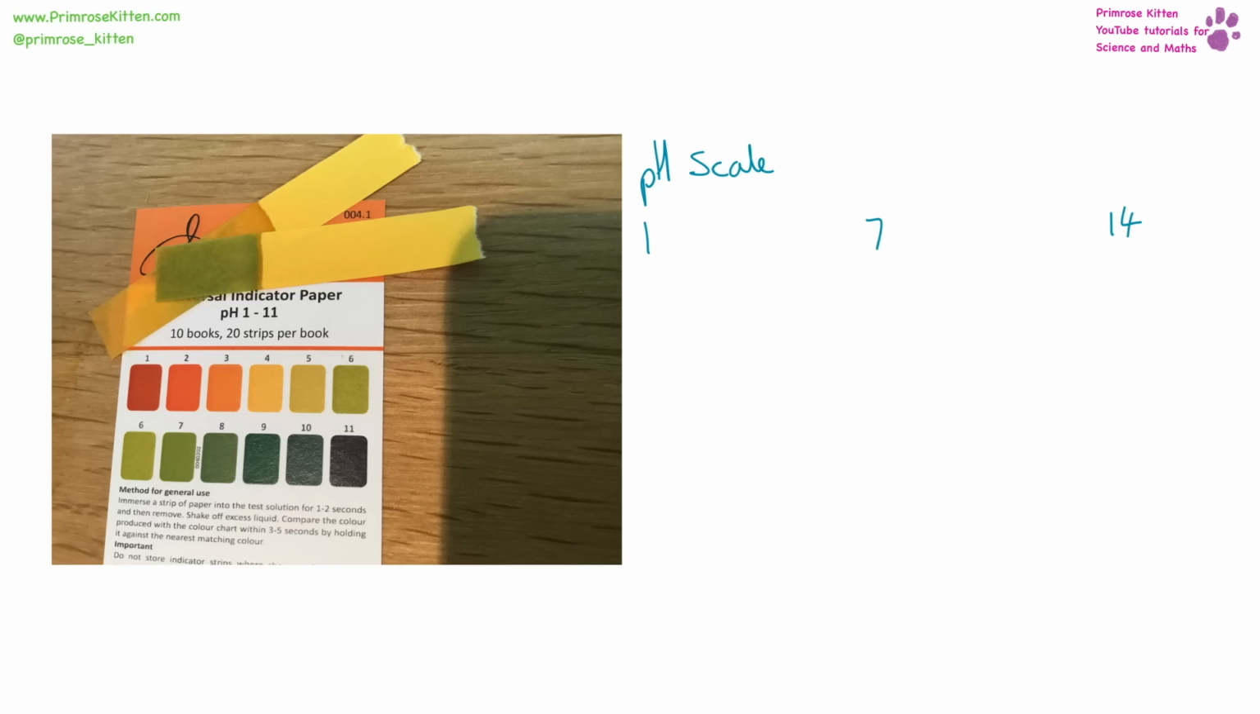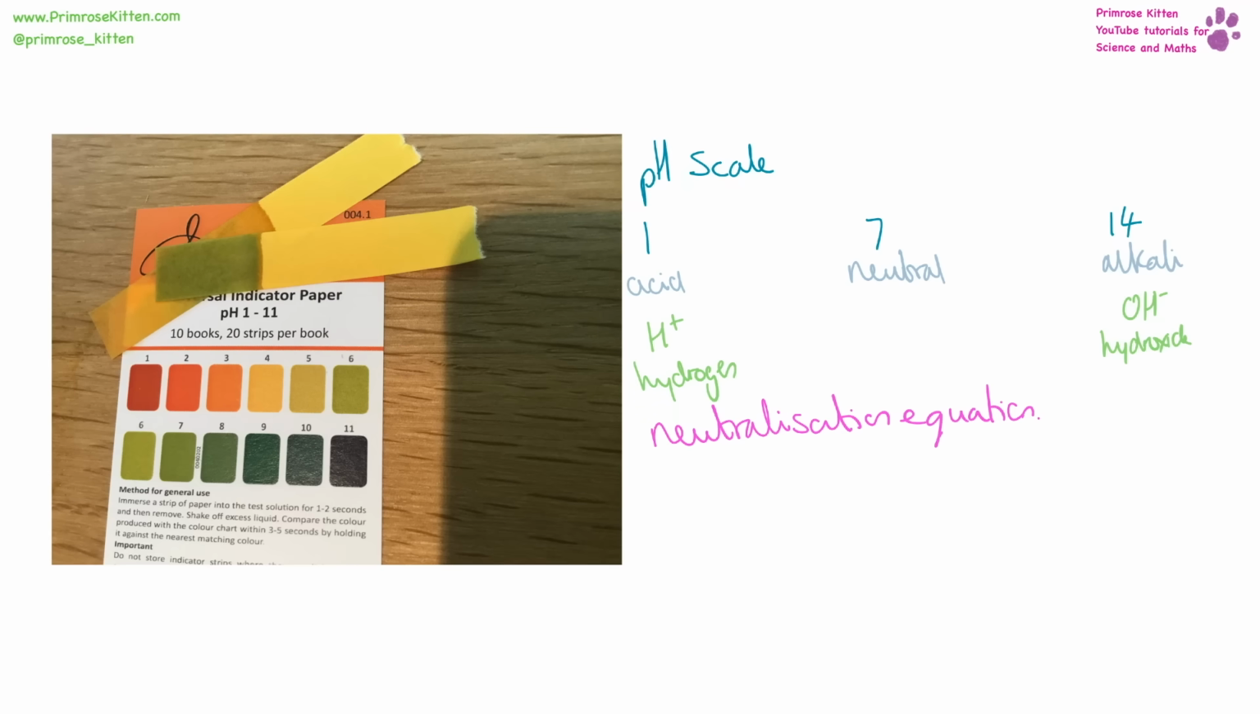On the pH scale, things that have a pH 1 are acidic, pH 7 is neutral, and 14 is an alkali. The ions responsible for acidity are hydrogen ions. The ions responsible for alkalinity are hydroxide ions. The neutralisation equation is incredibly important. It comes up a lot, and that tells us that hydrogen ions plus hydroxide ions can be neutralised to produce water.